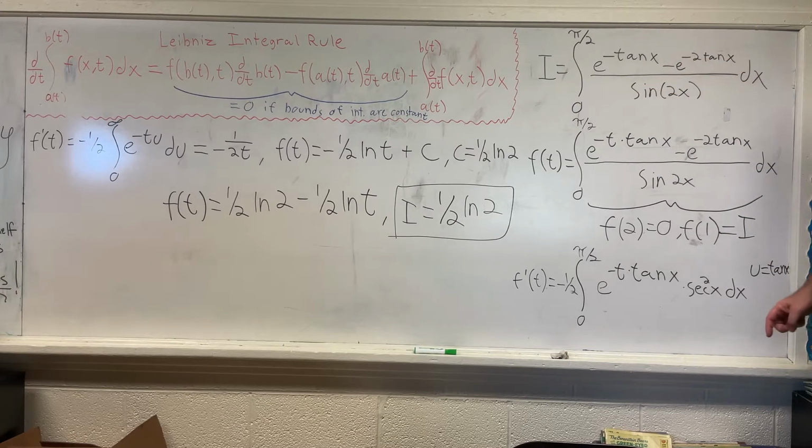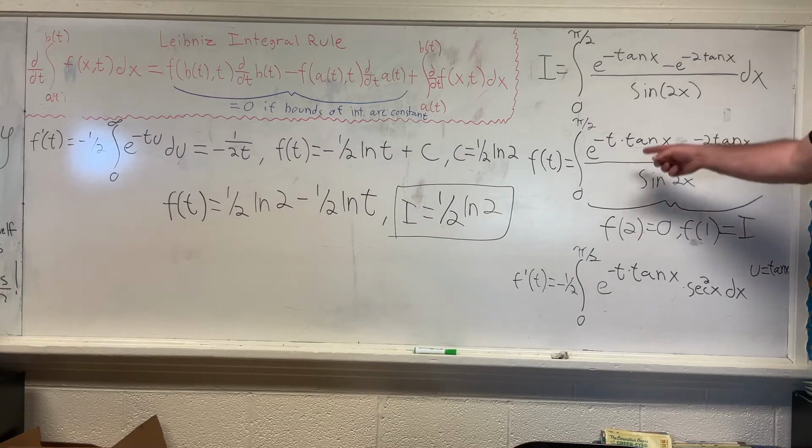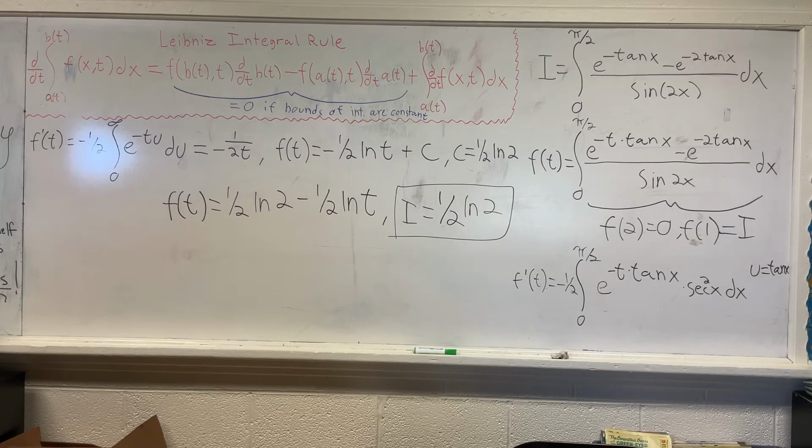So differentiating both sides of this equation will give us that f prime of t is equal to negative 1/2 the integral from 0 to pi over 2 of e to the negative t tangent x times the secant squared of x dx. And I'm sure you can all handle that derivative. The only thing is you might need to know that sine 2x is equal to 2 sine x cosine x. And now that I've given you that hint, doing that derivative with respect to t should be no problem.